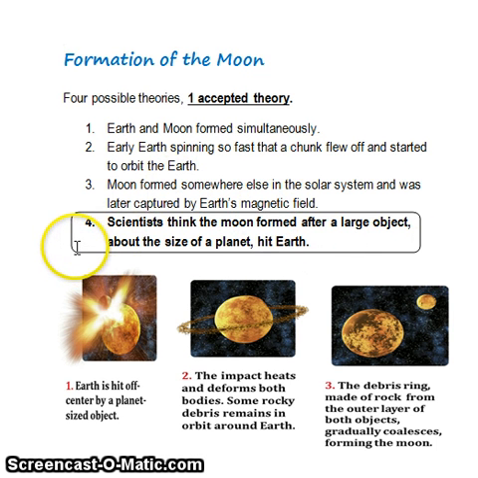The accepted theory is that scientists think that the moon formed after a large object hit the Earth that was about the size of a planet. You can see this sequence here. After it hit the planet, all that debris from Earth started to move and revolve around the Earth itself, and eventually it came together and condensed to form the moon.